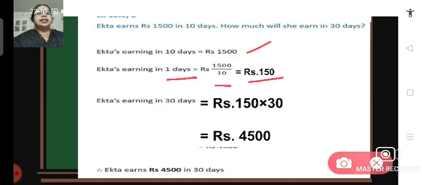So Ekta's earning in 30 days will be rupees 150 multiplied by 30. So 150 multiplied by 30 becomes 4500. So Ekta earns rupees 4500 in 30 days.